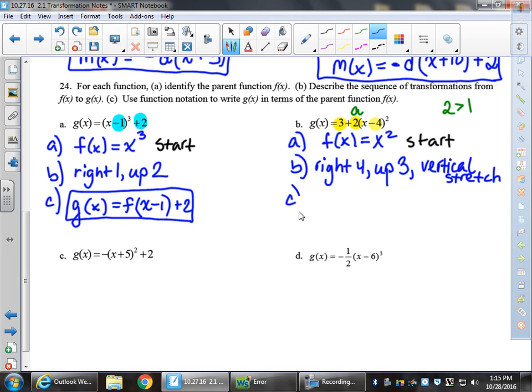C asks, use function notation to write g of x in terms of f. So let's go down our list. Up 3, positive 3 on the outside, and then this vertical stretch where a is 2, that 2 will come out front. And we're done.